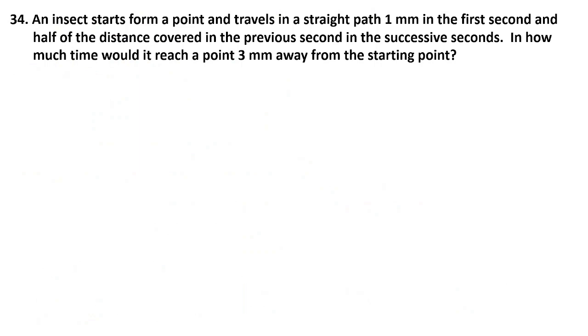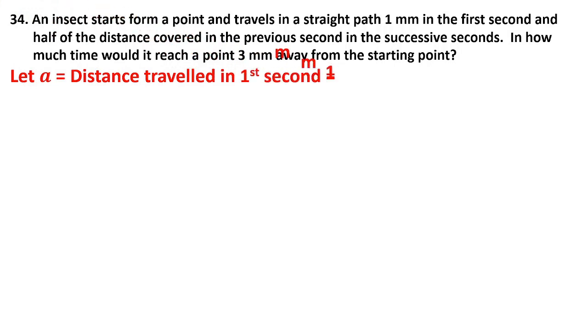Question number 34. An insect starts from a point and travels in a straight path 1 millimeter in the first second, and half of the distance covered in the previous second in the successive seconds. In how much time would it reach a point 3 millimeters away from the starting point? You will get a geometric progression. Let us take a as the distance traveled, 1 millimeter. r is half, already given there. It will be half of the distance covered in the previous second. Therefore, everything is divided by 2.